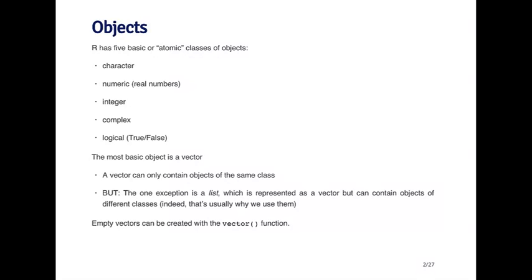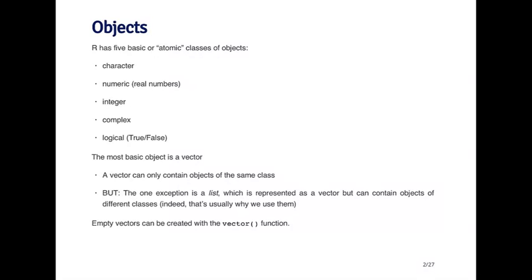R has 5 basic atomic classes of objects. These are the very low level or basic classes of objects, and they are character, numeric, so these are like real numbers or decimal numbers, integers, complex numbers, and logical. Logicals are just true-false type things. And the most basic object in R is what's called a vector.